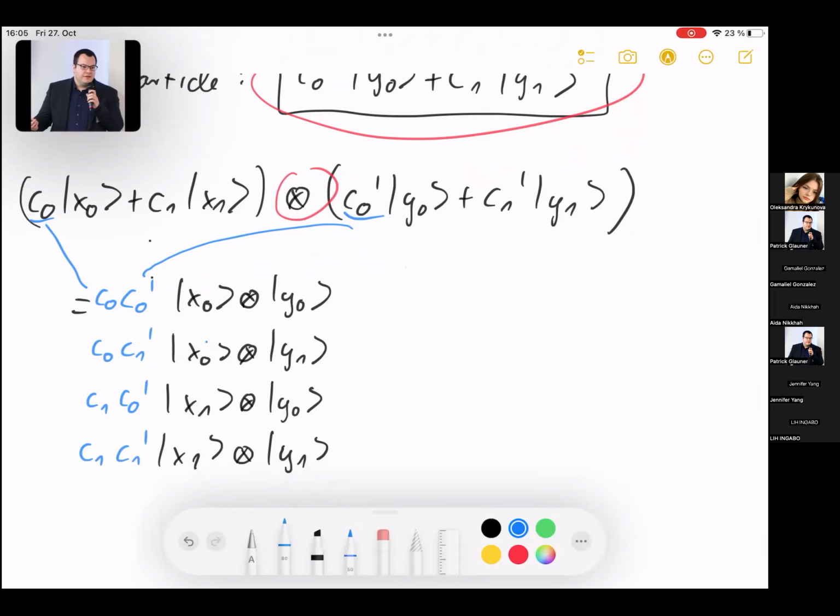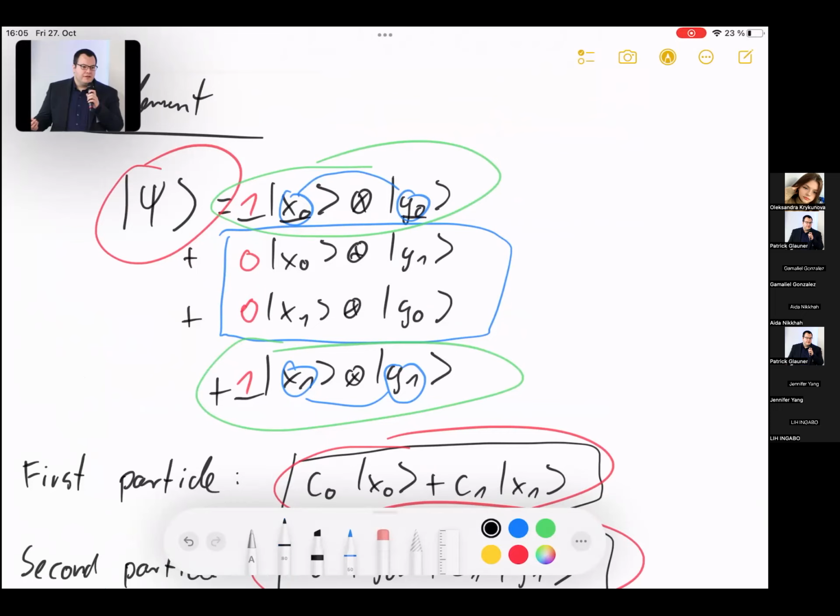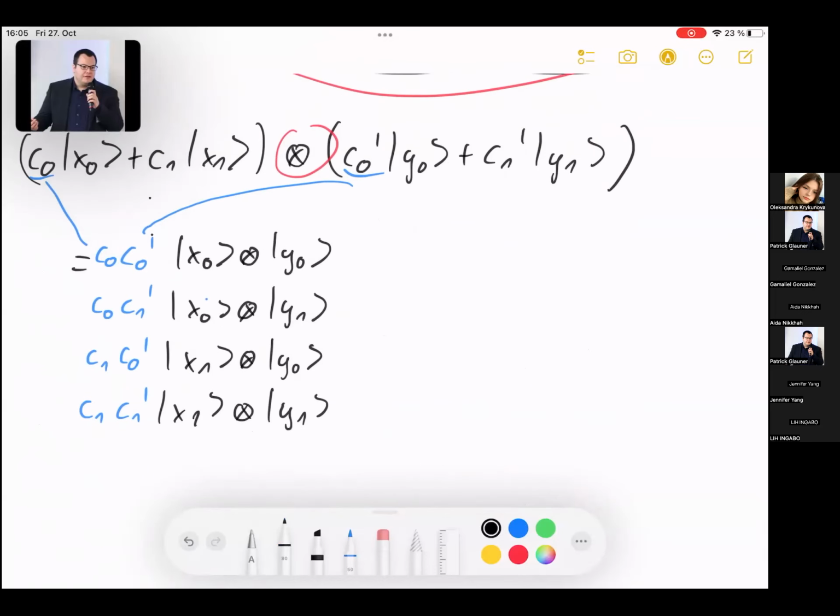But here comes the tricky part. For our psi ket, where we only have the x0, y0 tensor product and the x1, y1 tensor product, this would mean that this here needs to be 1, and this here needs to be 1. So this must be 1 and 1. And these two products must be 0, because we just want to have the x0 tensor product with y0 and the x1 and the y1, but we don't want to have these other parts.